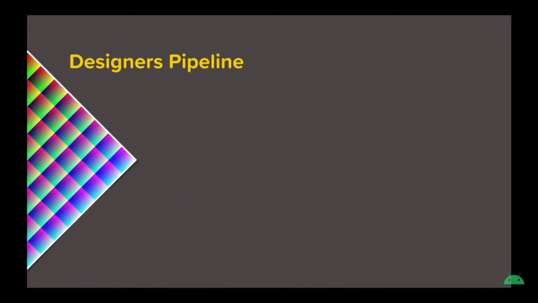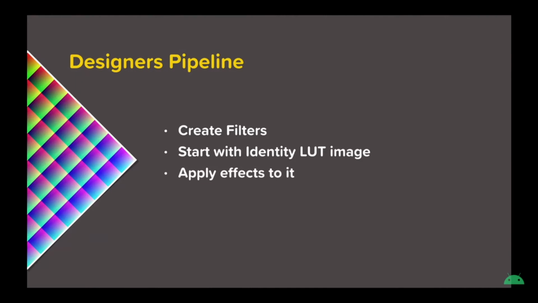So how does this LUT fit in our designers' pipeline? Designers are going to create filters using these LUTs, and what they're going to do is start with this identity LUT image, which maps each input image just the way it is into an output image. Given a LUT image, they're going to apply various effects to it. Then, after applying an effect, they're going to export and create all these different LUTs, and then we can take those LUTs, and instead of applying all these presets and calculating the output values, we can just look up the output values for new filters.